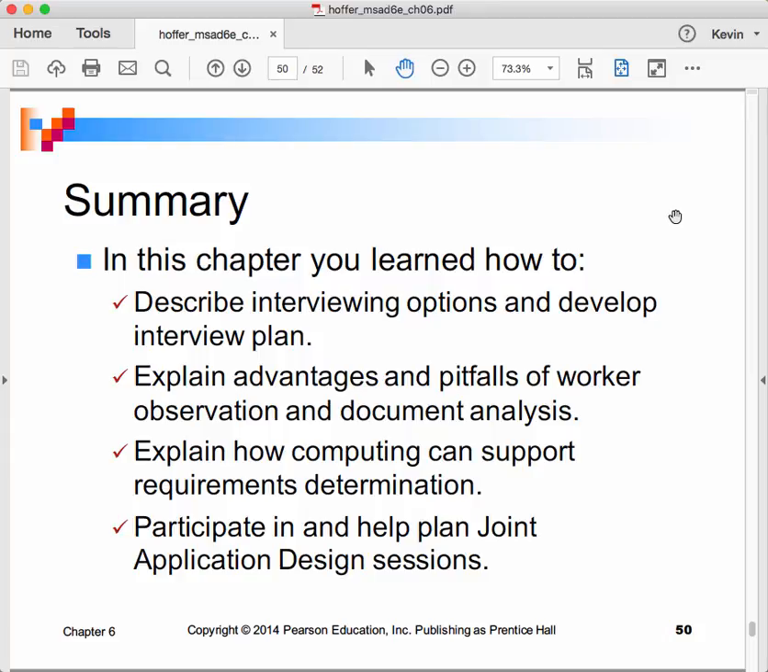As we move on to chapter 7 and beyond, we're going to be talking about how exactly we can document things and check back with the stakeholders to make sure that we really understand each other. And we're going to move on to that after this.